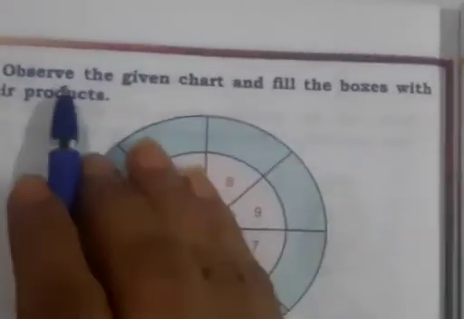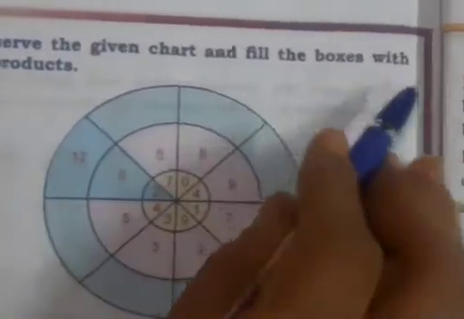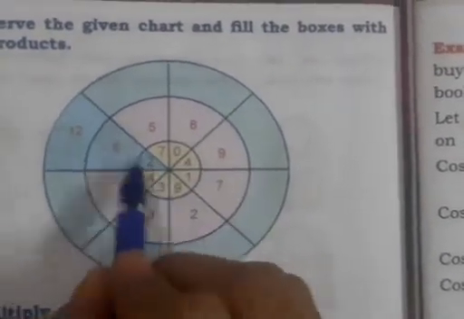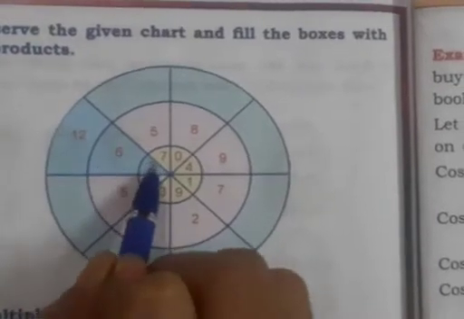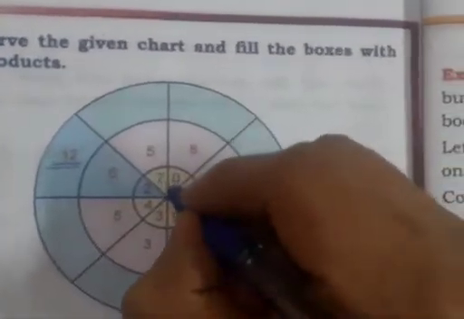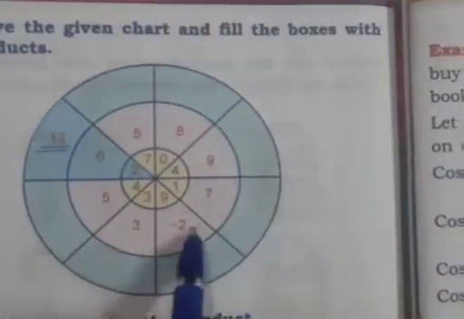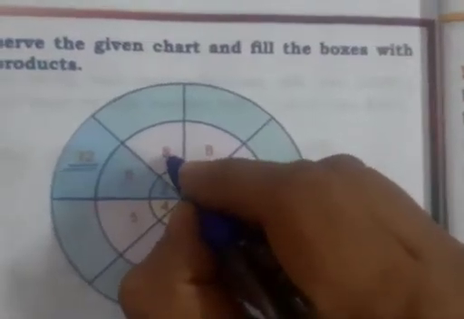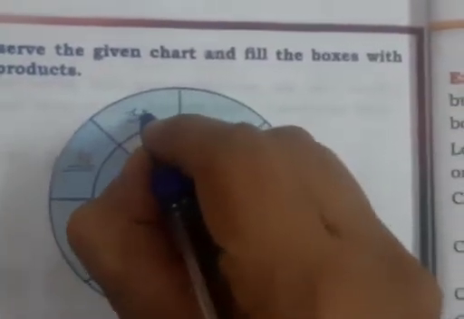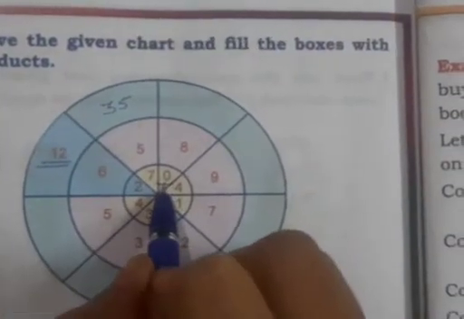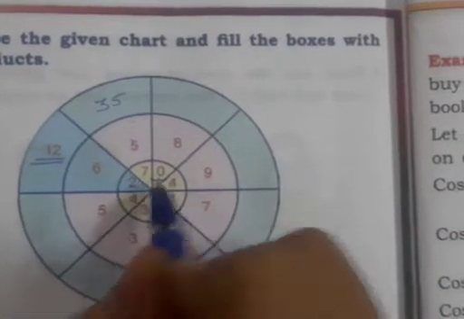Now let's solve the second main. Observe the given chart and fill the boxes with their products. See here, first question they have solved it. They have multiplied these two numbers and the product is written in the next box. Now what we are going to do is find out the other products of the given number. 7 5s are 35. Write 35 here, students.